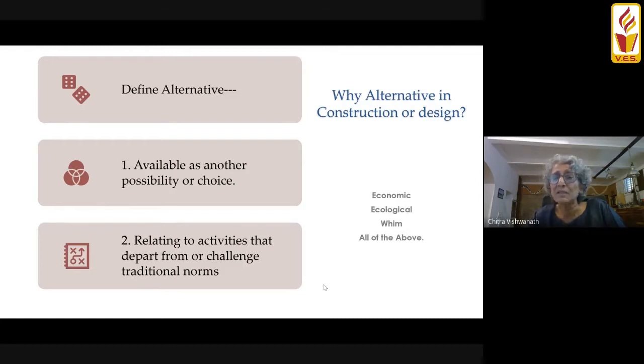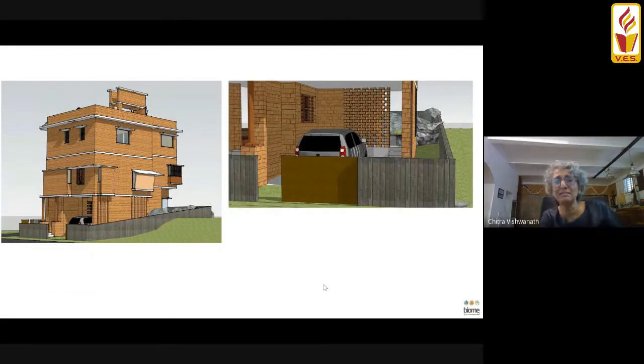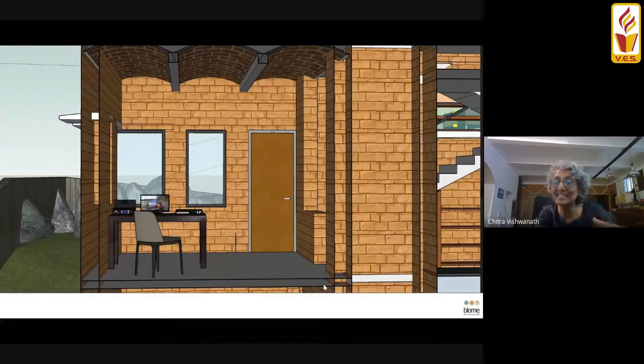So an alternative is available as another possible choice, and relating to activities that depart from or challenge the traditional norms. For us, the traditional norms are plastered, painted brick buildings or buildings with RCC. But here we are talking about building with earth. So now when we're building with earth, we need to be telling the client how it would look. So we use other forms of drawings. I don't draw like this, but we have younger colleagues who help us, and then still engage and show them what are the different ways of roofs we'll be doing before we really start.